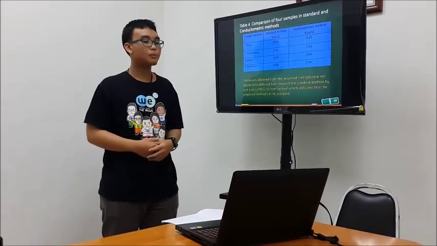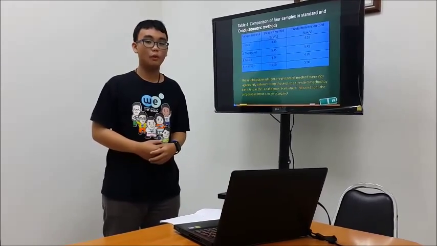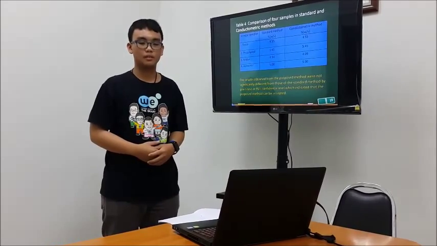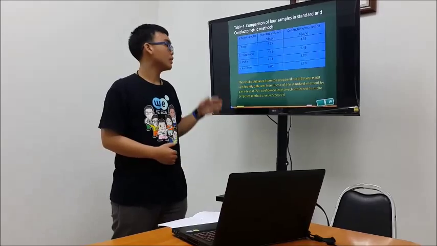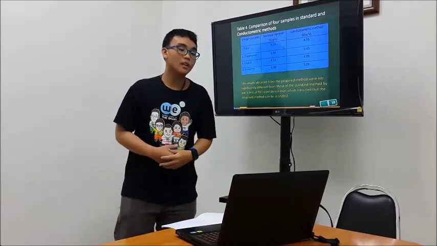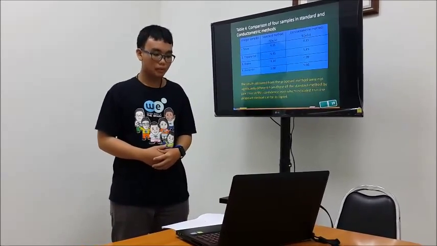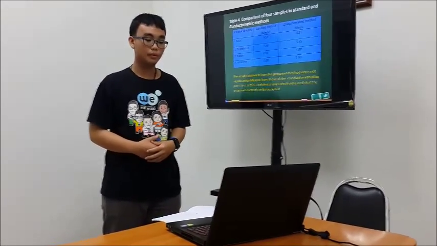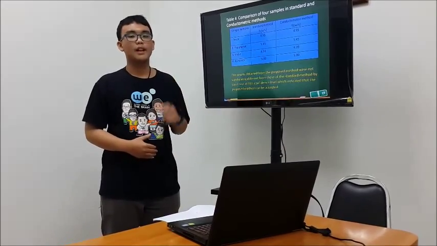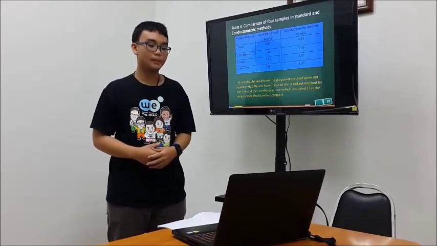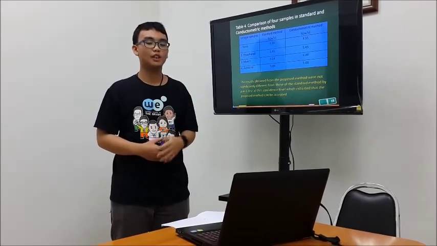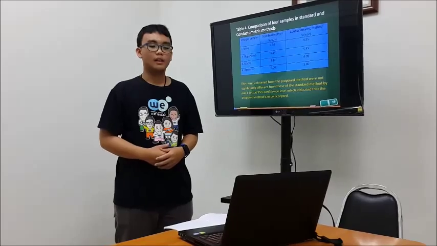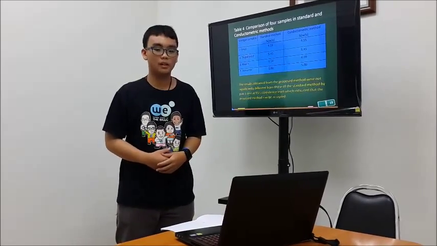Table 4. Comparison of 4 samples in the standard and conductometric methods. The table shows that the results obtained from the proposed method were not significantly different from those of the standard method by paired t-test at 95% confidence level, which indicated that the proposed method can be accepted.